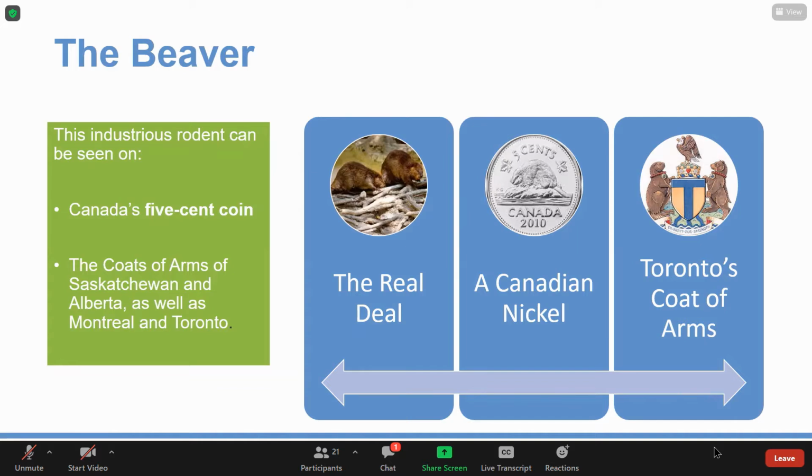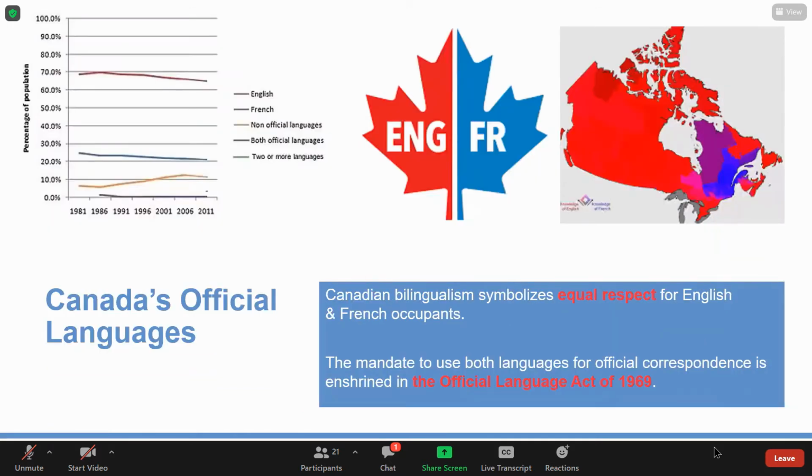Okay, so let's continue. Another symbol of Canada is its official bilingualism. These 2 languages symbolize the equal respect to both the English side and the French side, and therefore this is why English and French both became the official languages of Canada on the federal level. All right, and that was in the Official Languages Act in 1969. So that's a very important act.